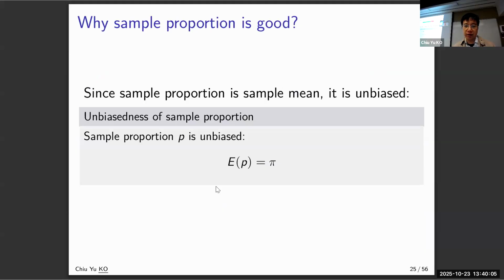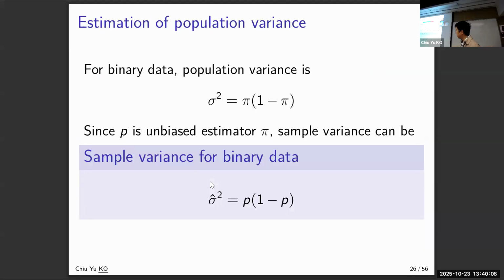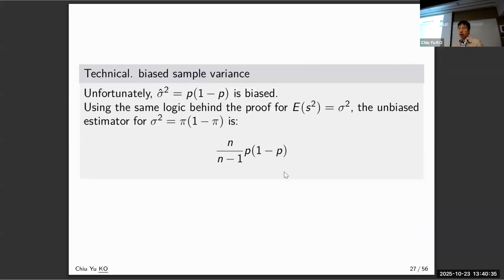It's also an unbiased estimator of the population proportion, and the sample variance. Here we have a shortcut. It's just replace pi by p, but this is kind of biased. But we will still use this one because we have a good estimate of pi by p. But it's still not a big issue because n is large when we talk about binary data. So in this part, n over n-1, the adjustment doesn't really matter that much.